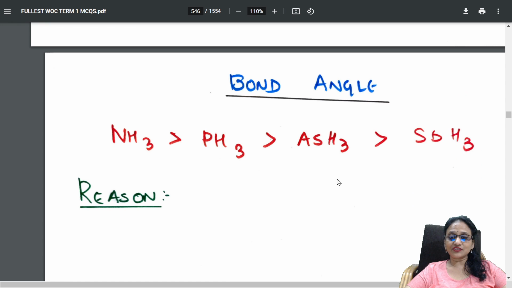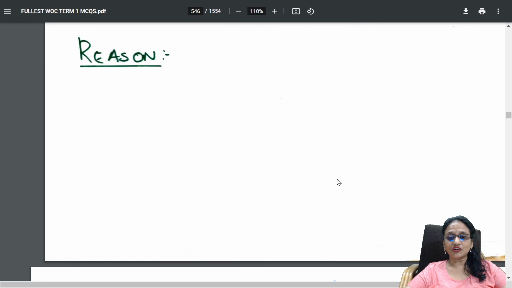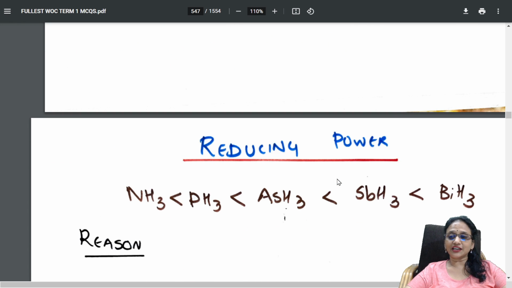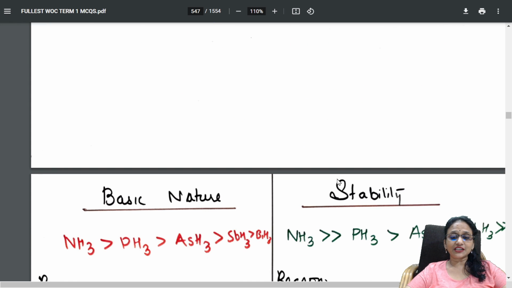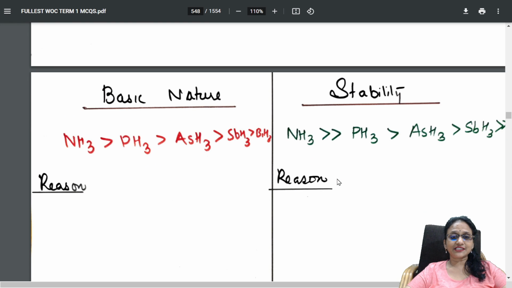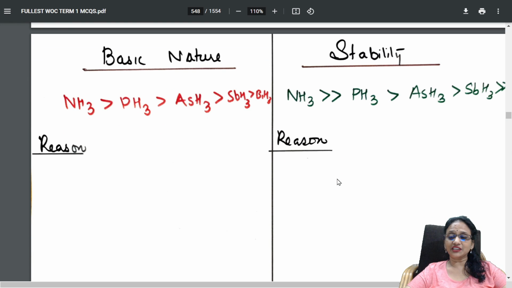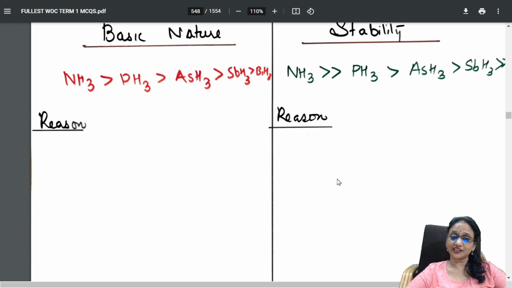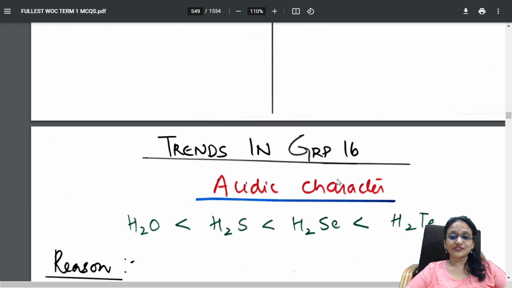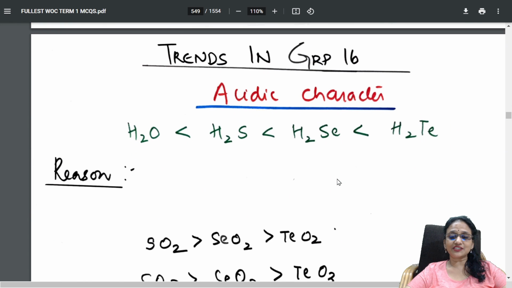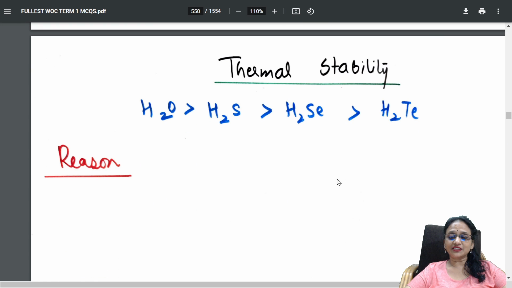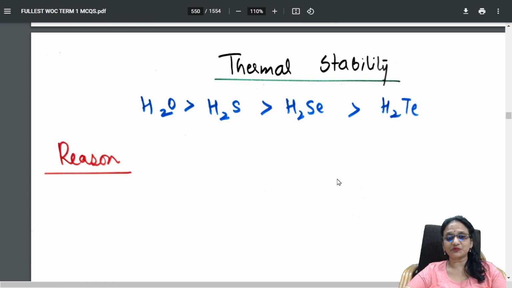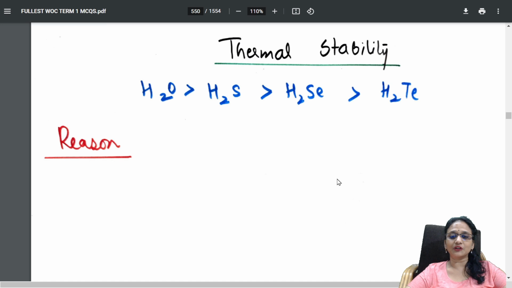The bond angle trend I have mentioned here, and the reducing power trend as well. Note the reason, and you will remember the answer by yourself. After that, the basic nature and stability trends are written here, and write the reasons by yourself. Then group 16 trends, acidic trends, and thermal stability trend. Please browse and write the reason by yourself. It will be very interesting for you all.